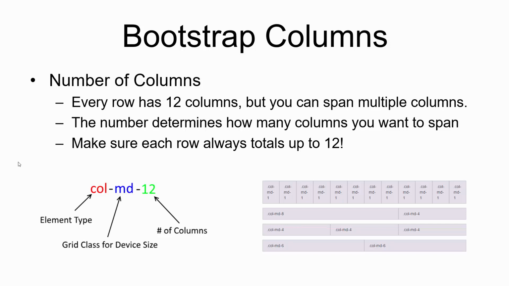So the first row has 12 separate columns. The second row has a span of 8 columns, followed by a span of 4. The third row is 4, 4, and 4. And the last row is a 6 and a 6. So as you can see, you can put these together in many different ways to customize your user interface.